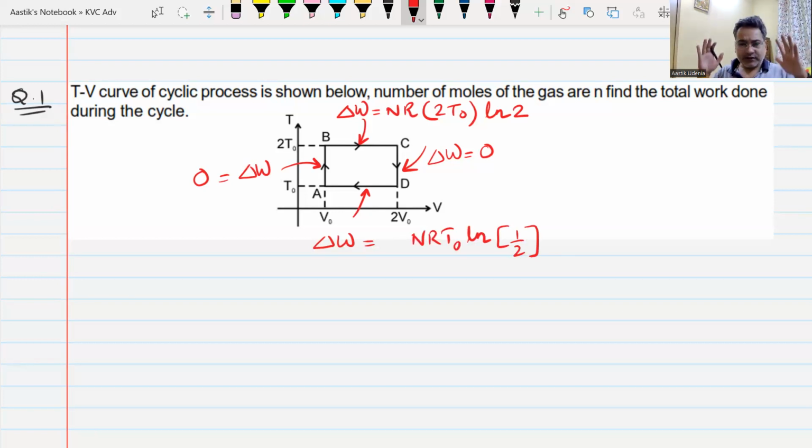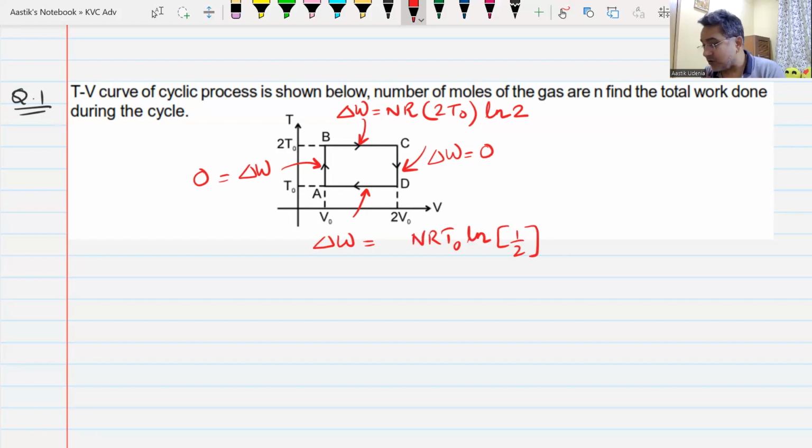Take a deep breath and then try to do it. Close your eyes. Work done is negative because final volume is less than the initial volume. So if I put it in the formula, final by initial, automatically work done will get the correct sign. If you put a negative sign and then you put the formula, you will get the wrong answer. You can understand this? Yes, sir.